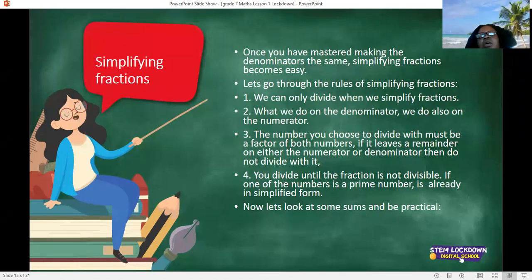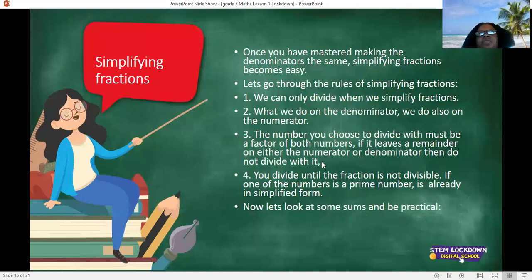Two, what we do on the denominator, we also have to do on the numerator. I've said that several times during the lesson. Three, the number you choose to divide with must be a factor of both numbers. If it leaves a remainder on either the numerator or the denominator, then you do not divide with it.